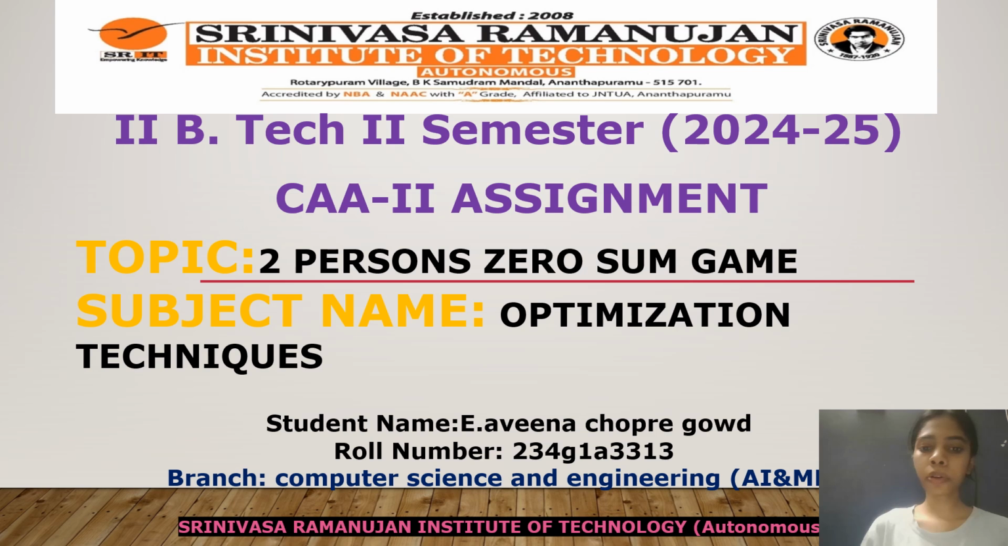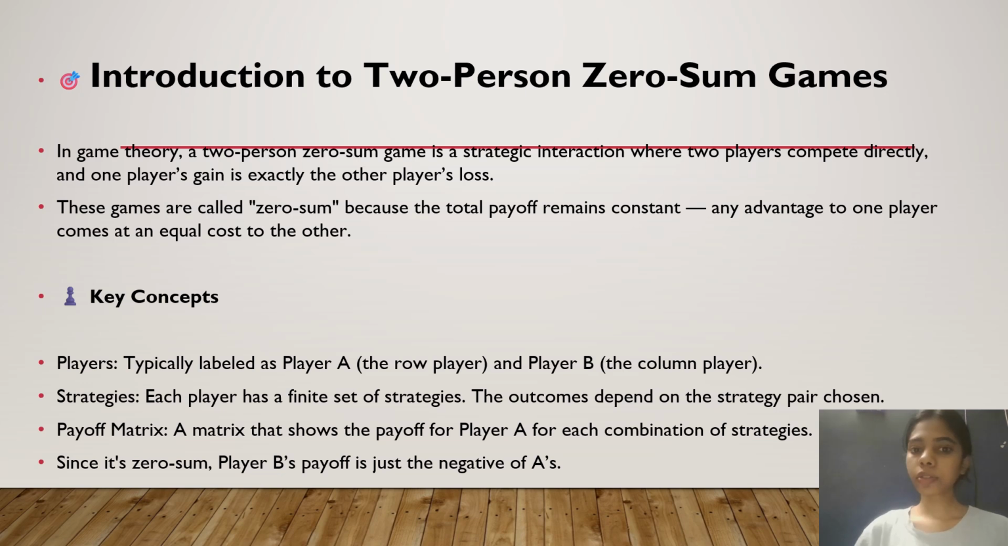Today I'm going to talk about the two-person zero-sum problem from the subject Optimization Techniques. Introduction to the two-person zero-sum problem. In game theory, a two-person zero-sum problem is a strategic interaction where two players compete directly and one player's gain is exactly the other player's loss. These games are called zero-sum because the total payoff remains constant. Any advantage to one player comes at an equal cost to the other.